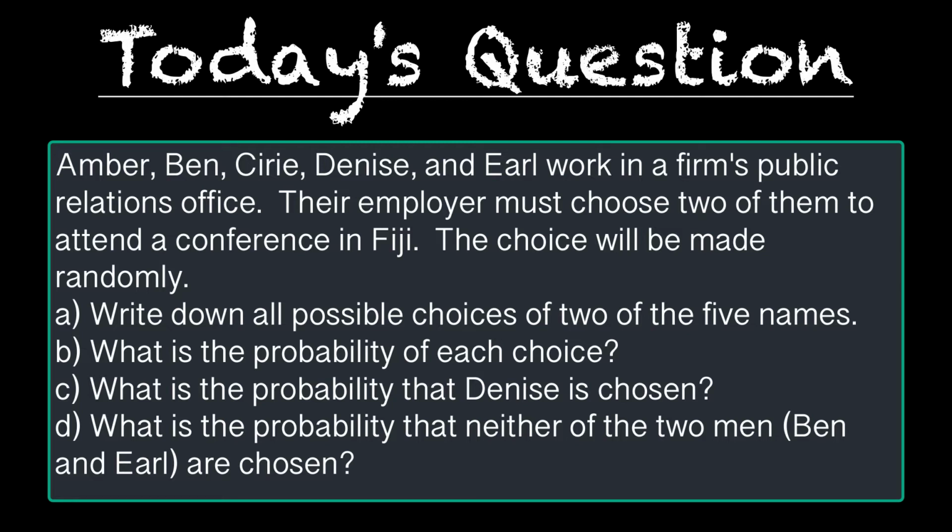A. Write down all possible choices of 2 of the 5 names. B. What is the probability of each choice? C. What is the probability that Denise is chosen? And D. What is the probability that neither of the 2 men, Ben and Earl, are chosen?